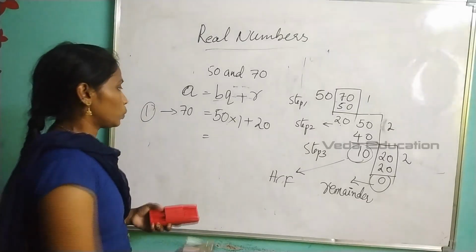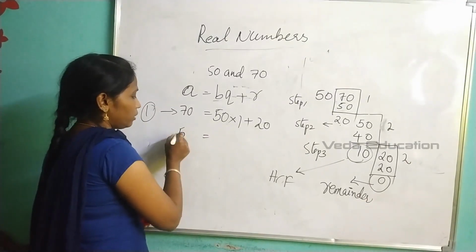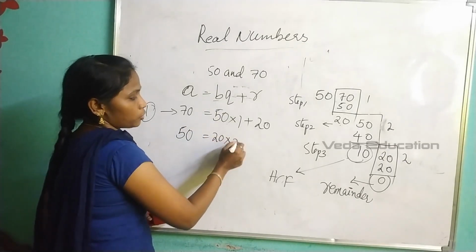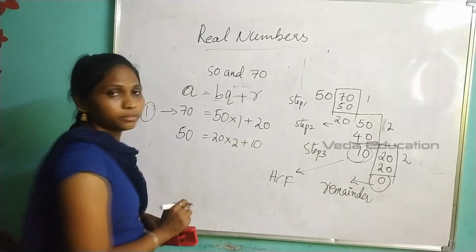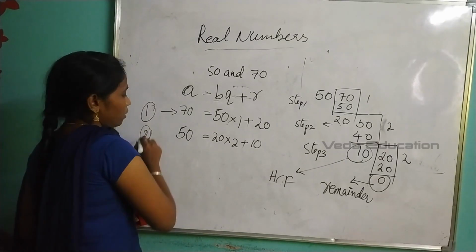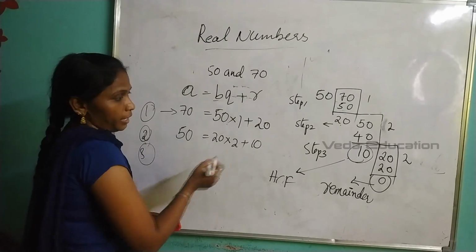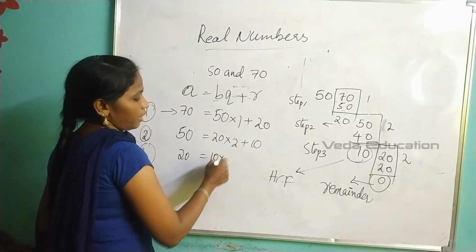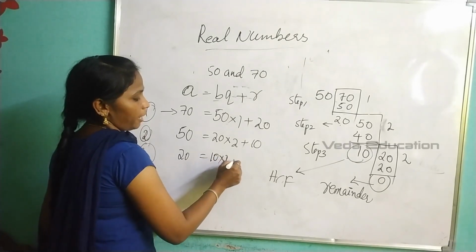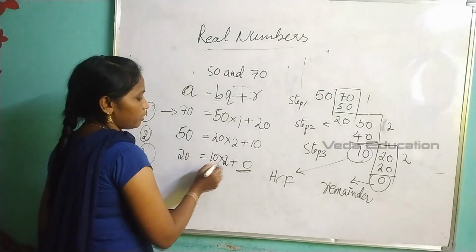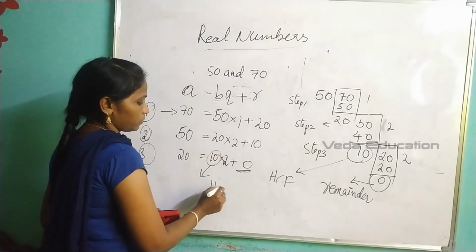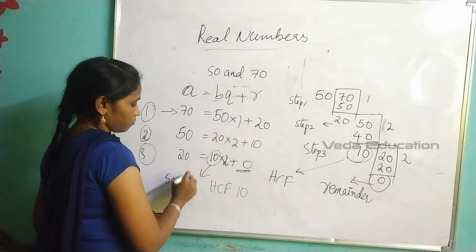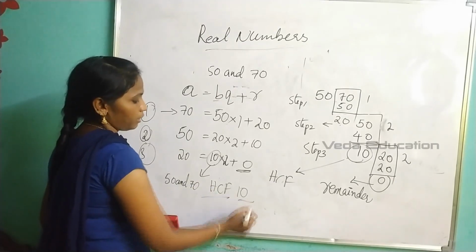Next, step 2. In this case, what is dividend? 50. And divisor is 20. And quotient is 2. And remainder is 10. Okay? This is step 2. Next, step 3. In this case, dividend is 20 and divisor is 10. And quotient, 2 times it cancelled, and remainder is 0. So where we got 0, the divisor we consider as HCF. 50 and 70, HCF is 10. Got it, everyone?